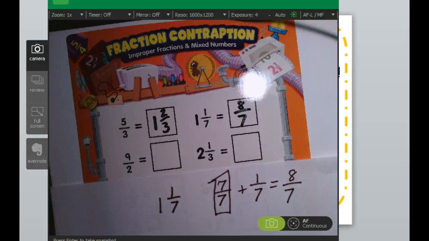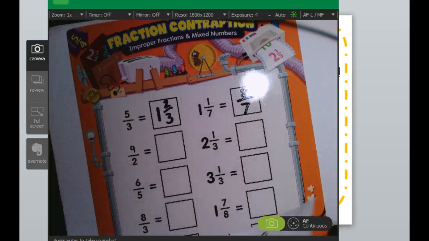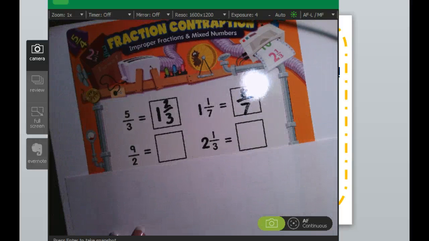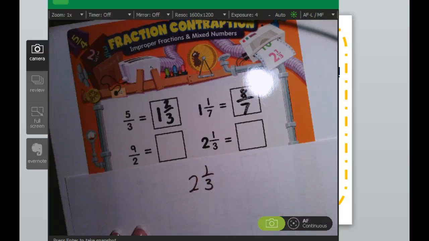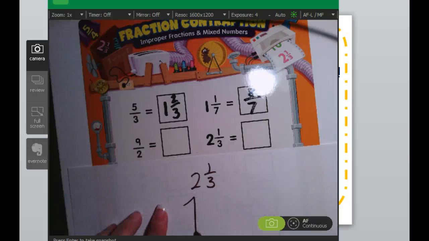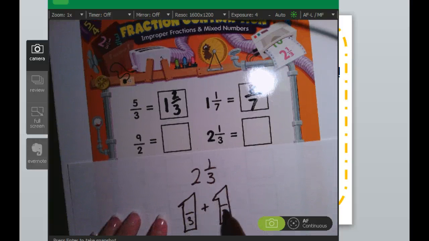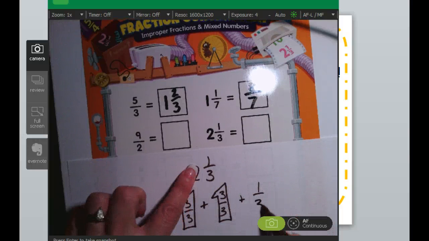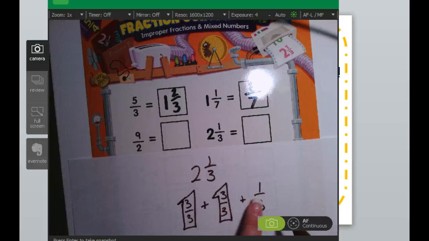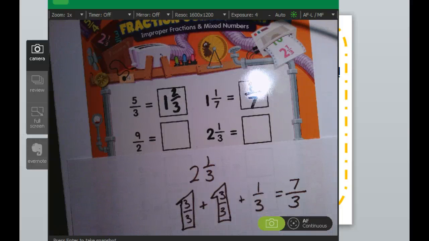They are the same. They are equivalent. Let's look at a little more complicated one. What if we have 2 and 1/3? I'll turn my paper this way so you can see. 2 and 1/3. This time I don't just have a 1, but I know that 1 plus 1 is 2. And since my denominator is 3, we would have 3 thirds plus 3 thirds plus 1/3. 3 plus 3 is 6, plus 1 more is 7, and my denominator stays the same, so I would have 7 thirds.